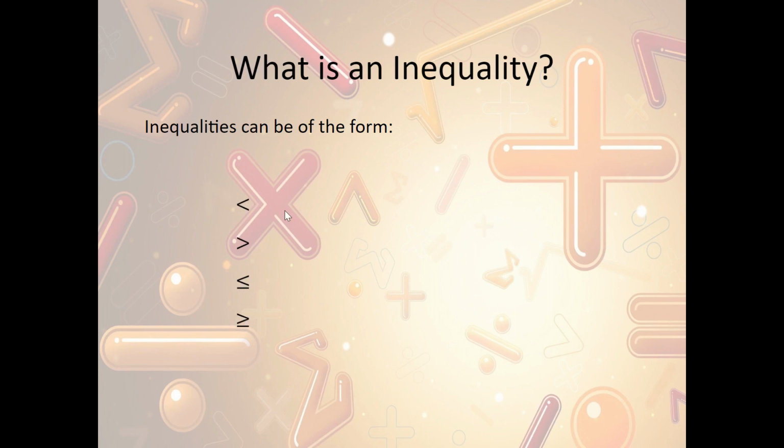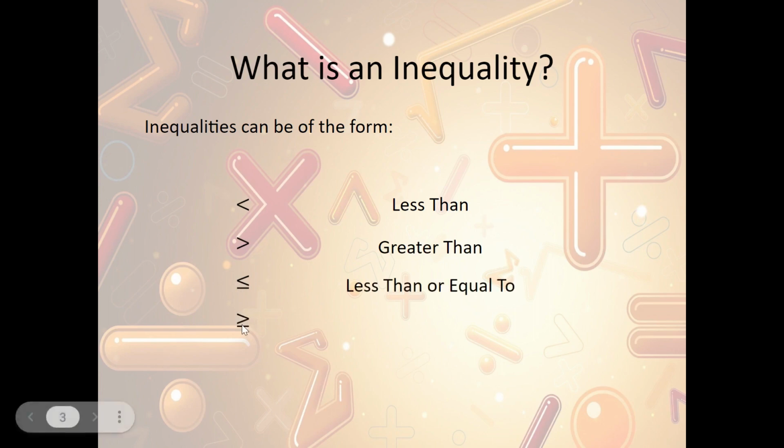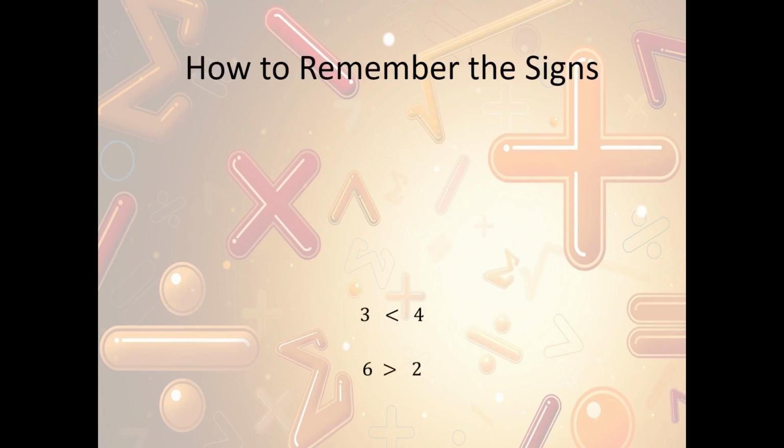And what do these mean? Well, this first symbol means less than. So we have this symbol meaning less than. This one then means greater than. This one means less than again, right? Because that's this arrow. And the bar means or equal to. So this is less than or equal to. And this one, this arrow here, meant greater than. And the bar means or equal to, so it's greater than or equal to. So those are the different inequalities.